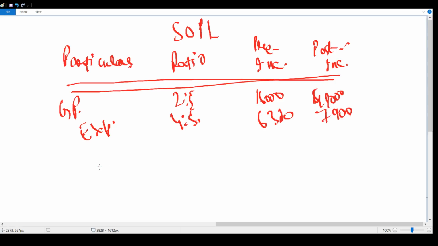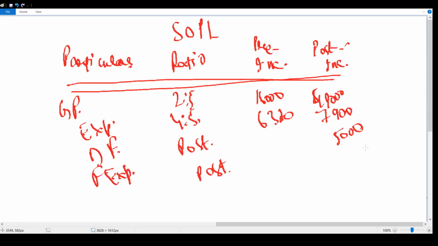Then director's fees. Director's fees is to be transferred in post-incorporation, rupees 5,000. Then formation expenses is transferred to post-incorporation. It is 1,500. The next is rent.